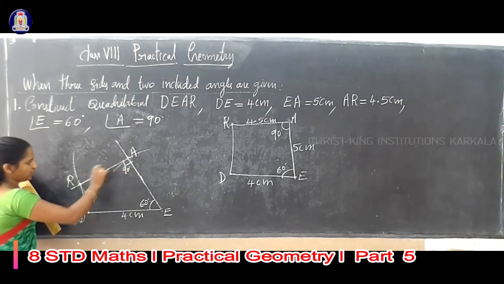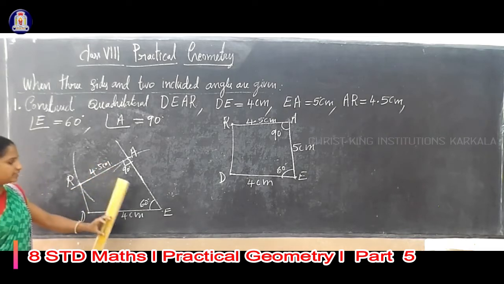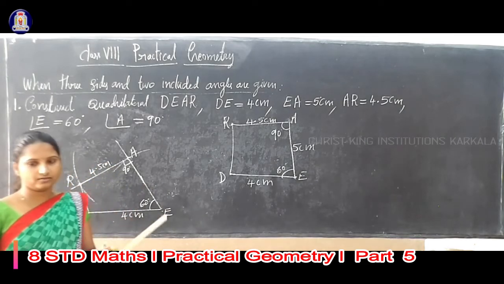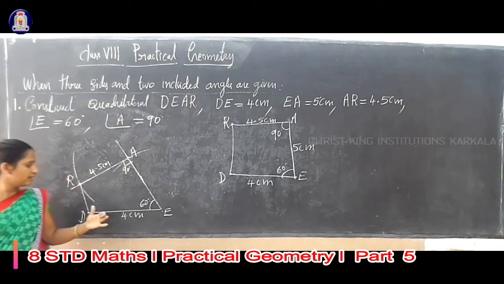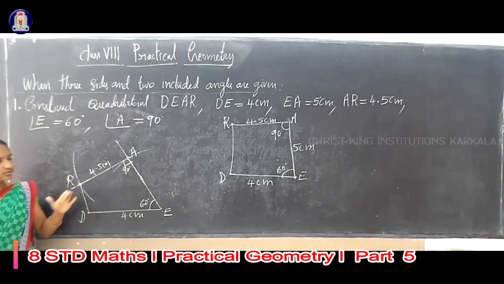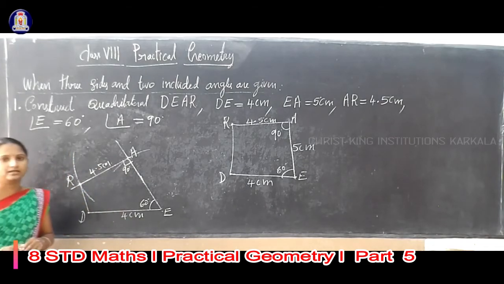So I think this AR is given 4.5 centimeter. Right? So this is 90 degree, 60 degree. Now see the shape of quadrilateral DEAR. So understood how to construct a quadrilateral here.